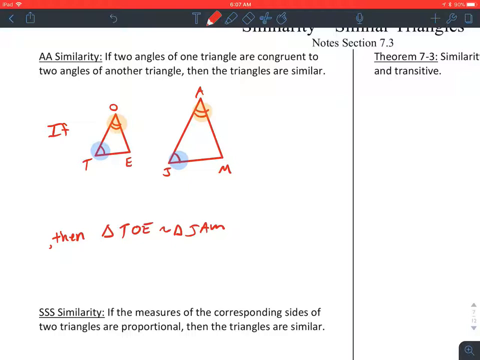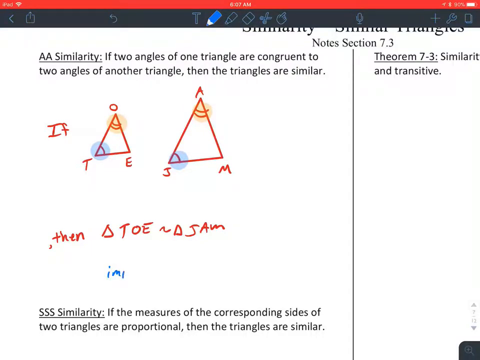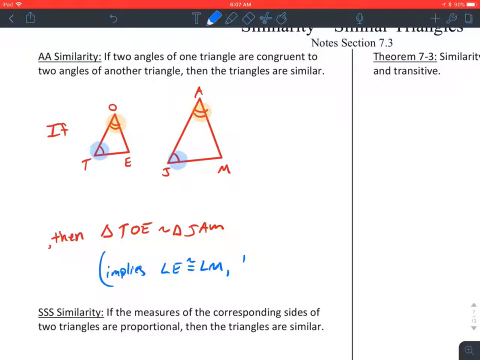To remind you what similar means, this implies then that the third angles are congruent. So angle E is congruent to angle M. It also implies that the corresponding sides are proportional. Just reminding you what it means to be similar. Similarity comes from taking the preimage and dilating it, multiplying it by some scale factor to get to the image.